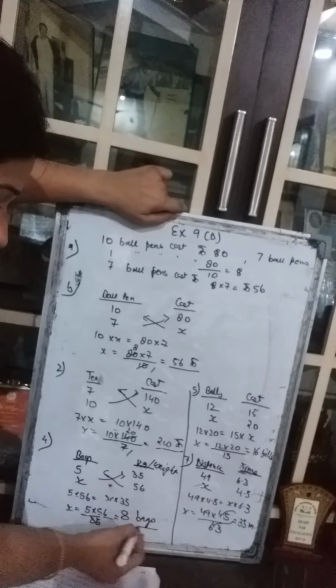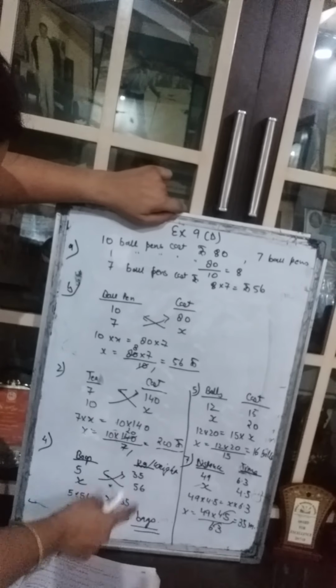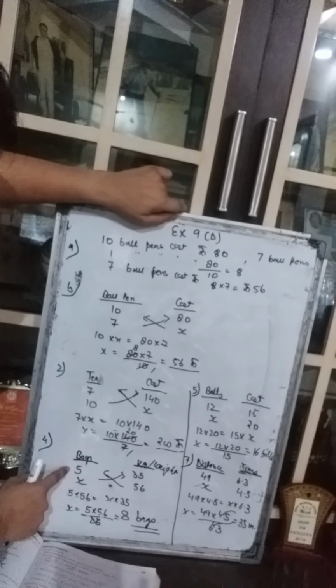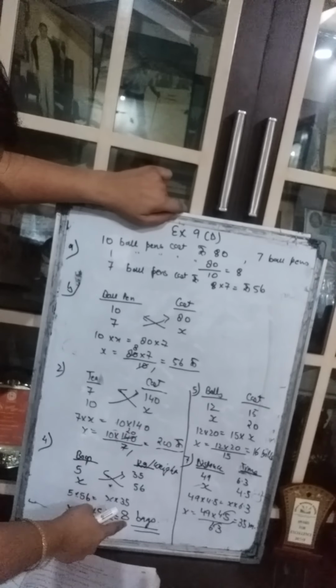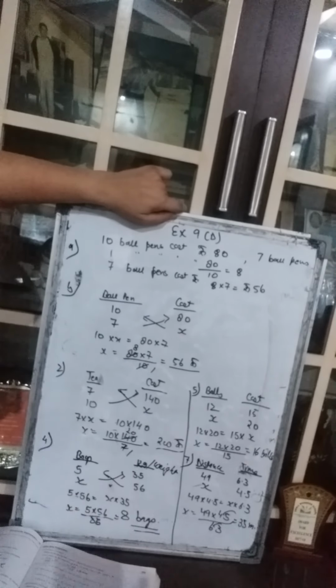Now here you have to write, what is the 8? 8 is a kg or 8 is a bag? Where we had put X? We had put X under bags. So 8 bags. This is the answer.